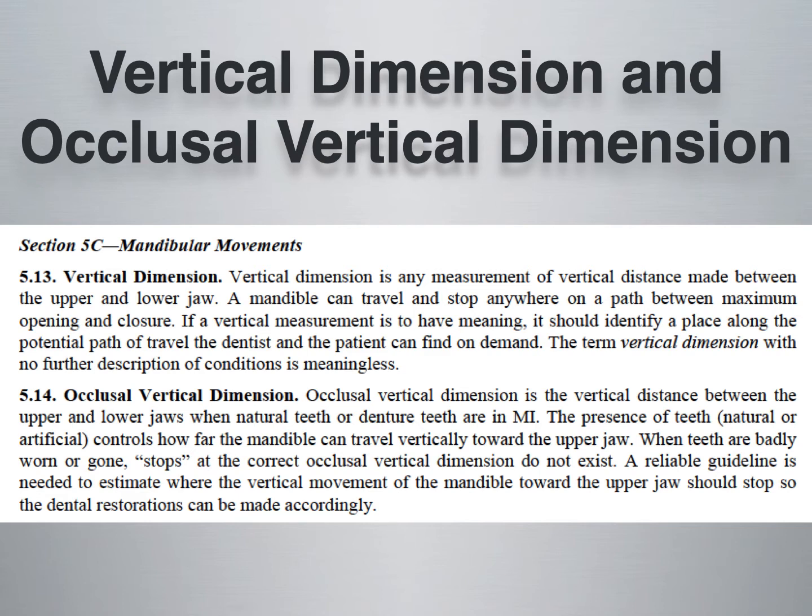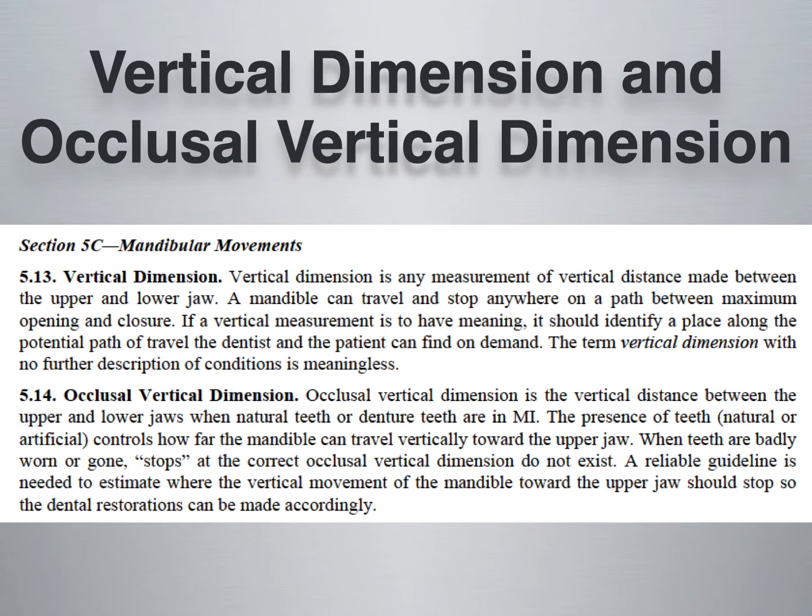The presence of teeth, natural or artificial, controls how far the mandible can travel vertically towards the upper jaw, right? So when I close my mouth now, what's stopping me is my teeth. So this is the measurement that we're really looking for in performing our occlusion rim visit. We want to establish VDO, right? The space that should be taken up by denture teeth the way that natural teeth used to.